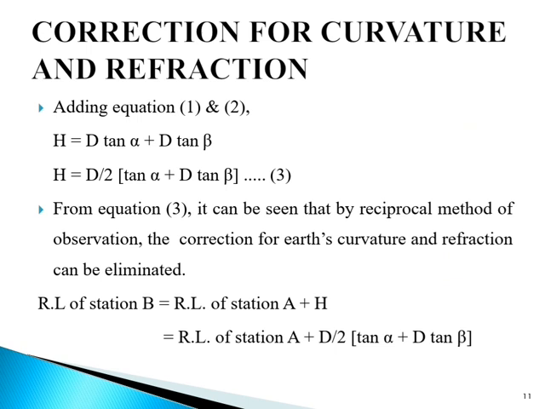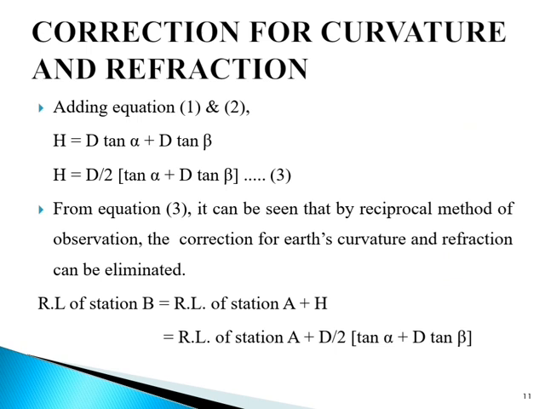Next, adding equations 1 and 2, 2H is equal to D tan alpha plus D tan beta. So H will be D by 2 into bracket tan alpha plus tan beta, and we will term it equation number 3. From equation 3, it can be seen that by the reciprocal method of observation, the correction for earth curvature and refraction can be eliminated, okay.